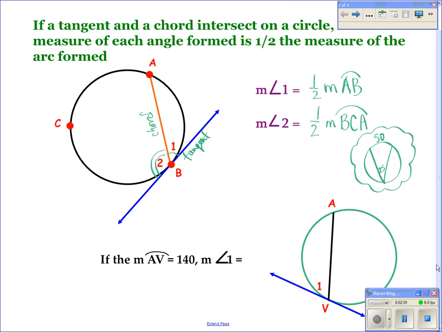So this would be an example of a test question. If you have a circle, we have this tangent line here, we have a chord, and then we have angle 1 right here, and they want to know what is the measure of angle 1. And they told us that this arc right here is 140. How big is angle 1? Agree? 70? Okay, so the measure of angle 1 is half of whatever the arc is.